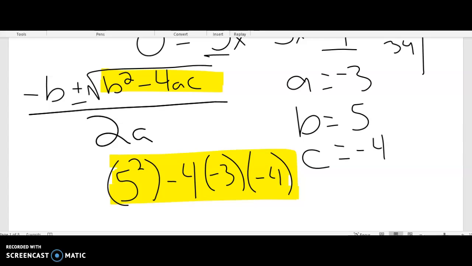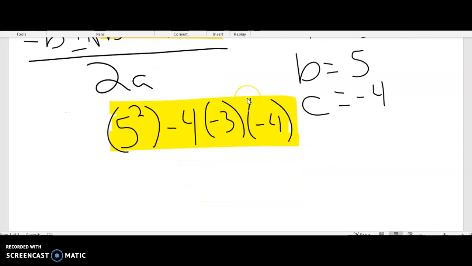Okay, here we go. All right, so 5 squared, we all should be capable of knowing that that is 25 by this point in our career. We've got negative 4 times negative 3, that's positive 12, times negative 4, that's going to give us negative 48. All right, 25 minus 48 is going to give us negative 23.